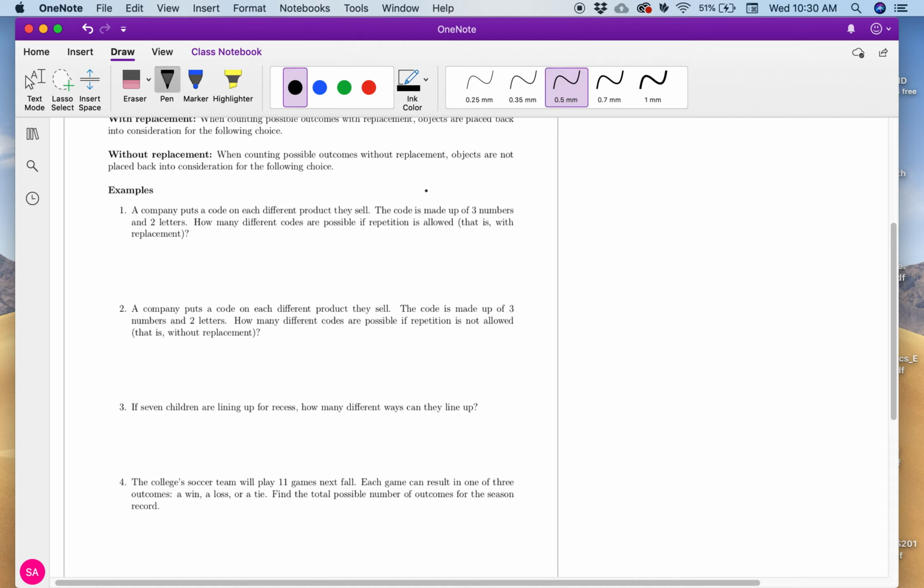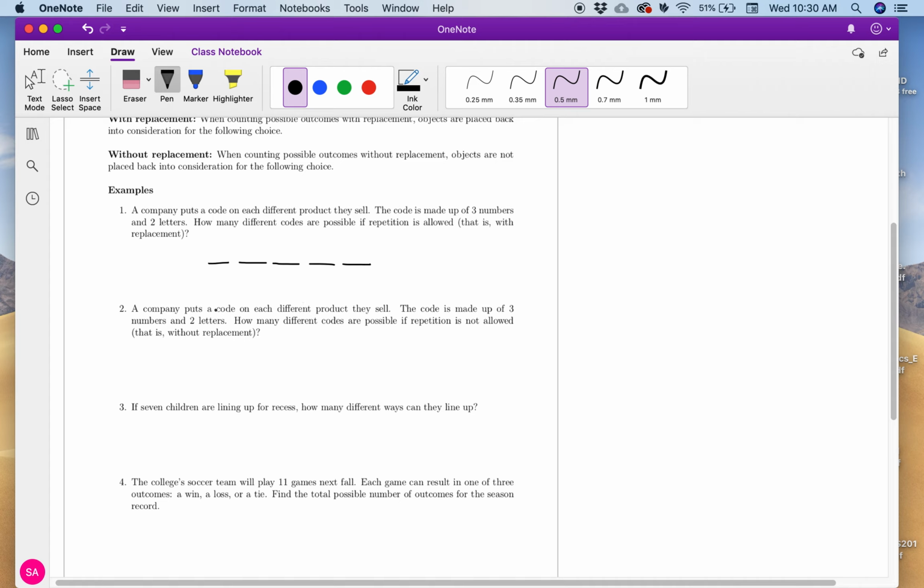I like to draw a picture when I do these problems, so I'm going to try and write it on this actual page. It's a code of 3 numbers and 2 letters, so there's going to be 5 characters, I guess you could say. I'm going to draw a line, 1, 2, 3, 4, and 5, right? There's 5 characters in this code, 3 numbers and 2 letters.